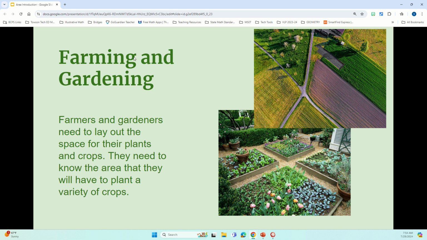Farming and gardening. Gardeners and farmers have to lay out the land so they know what plants to plant in different locations. So here we have these nice rectangular gardens, but then you look up here and the farmer has irregular shapes so that they know where to plant their crops.